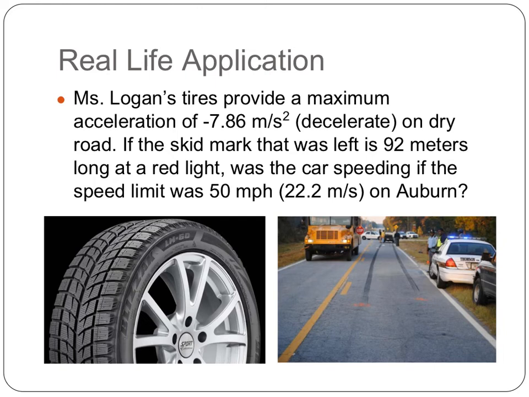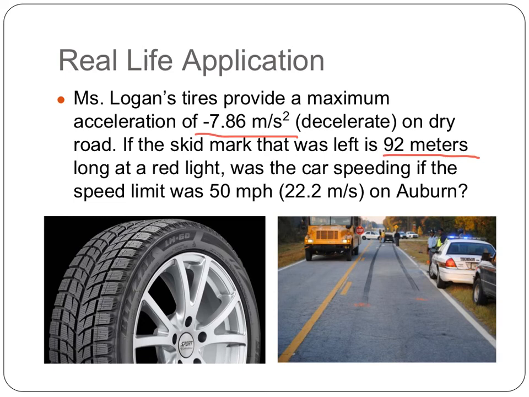Okay, so our final problem. My tires provide a maximum acceleration of negative 7.8 meters per second squared, which we may also call deceleration, but not in my class. And that's on a dry road. If the skid mark that was left is 92 meters long, was the car speeding if the speed limit was 50 miles per hour, which is also 22.2 meters per second on Auburn Road?